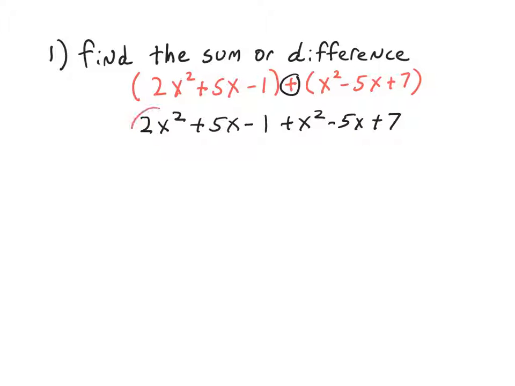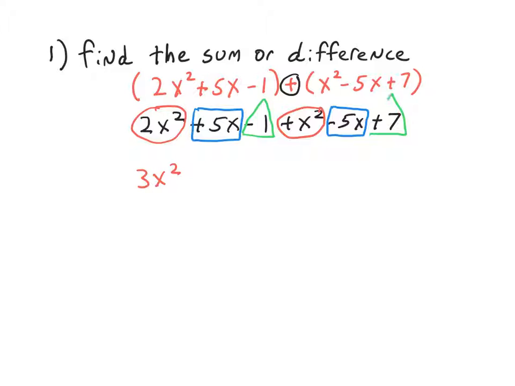So we have 2x squared, and it has a like term over here with 1x squared. We put them together, we'll get 3x squared. And then we have 5x, and its like term is negative 5x. Put those together and you end up with 0. And then lastly we have a negative 1 and a positive 7. Put those together and we get a positive 6. So we end up with 3x squared plus 6.